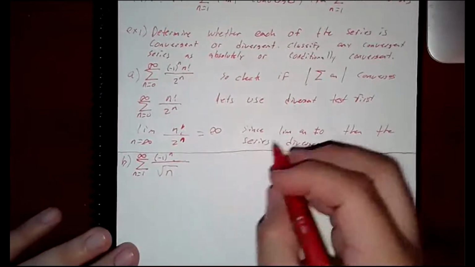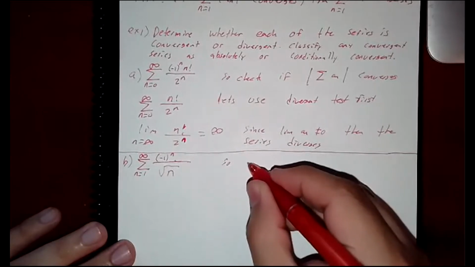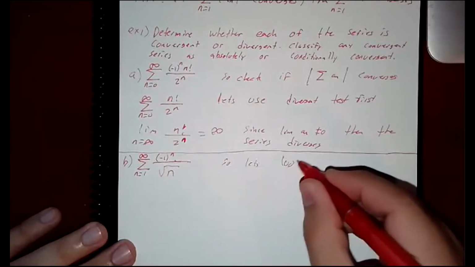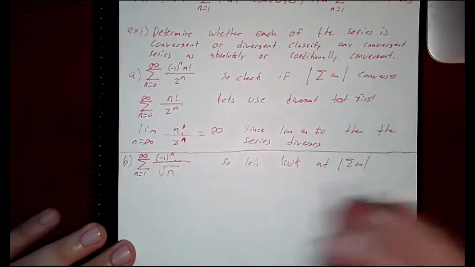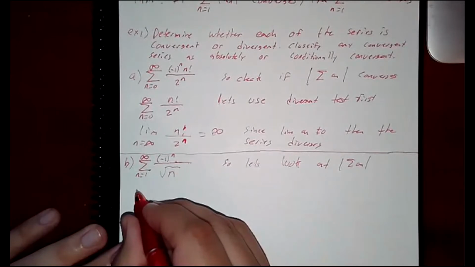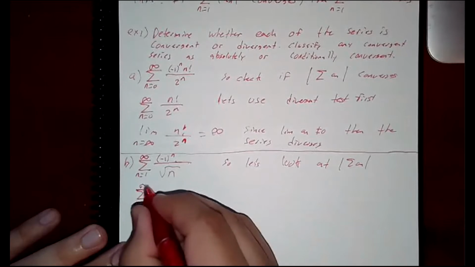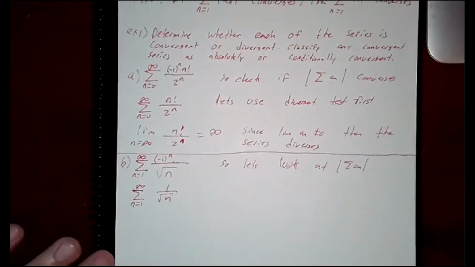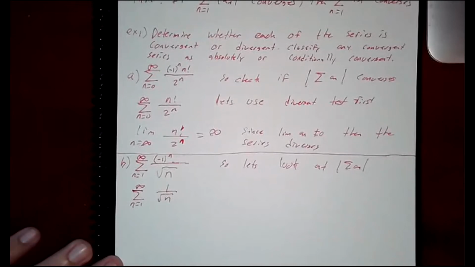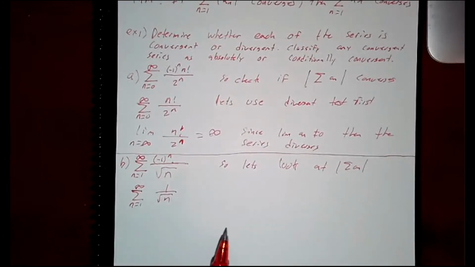So the first thing we do is take the absolute value, right? So let's look at the series, let's look at this guy. What kind of series is this? What test would you use?